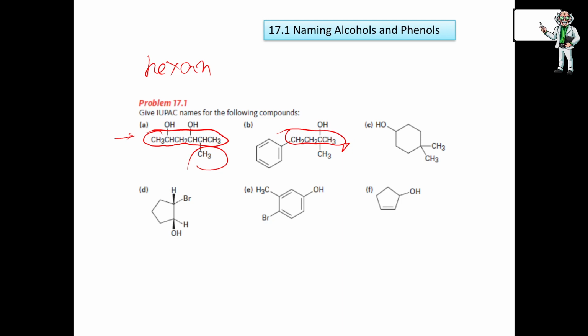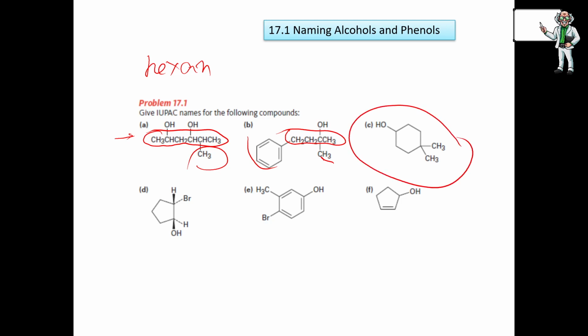And then I have to add the substituents. In position 2 I have a methyl, and in the 4th position I have a phenyl. That means that it will be 2-methyl-4-phenylbutan-2-ol, or 2-methyl-4-phenyl-2-butanol. Remember that the phenyl and the methyl are 2 substituents. We have to put them in alphabetical order when we write it. Okay? Good.